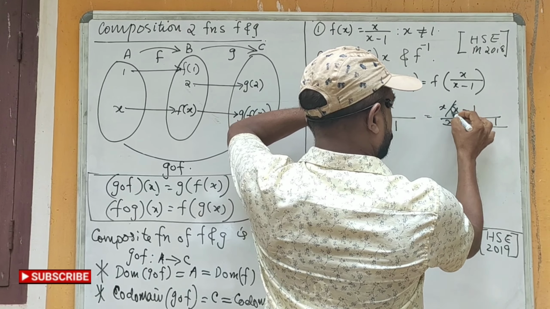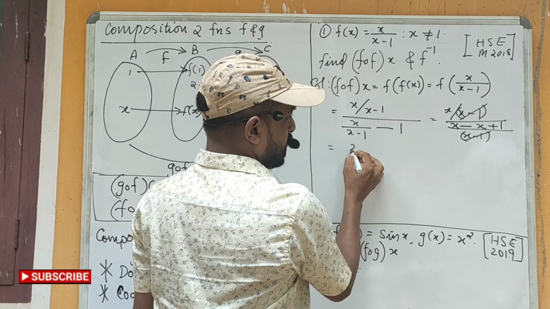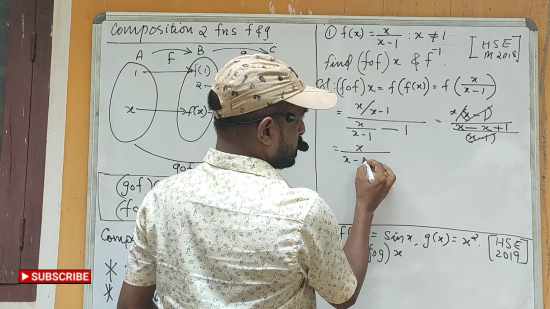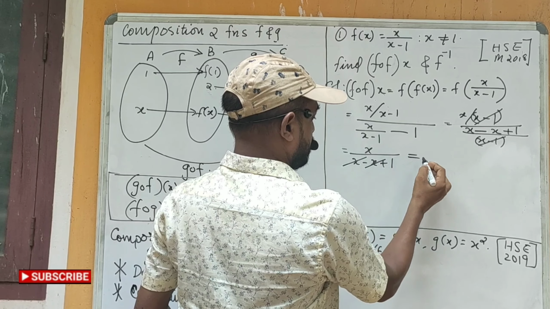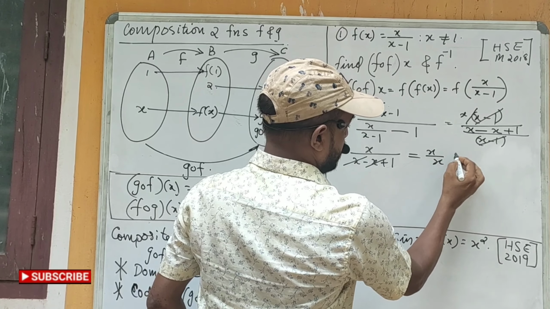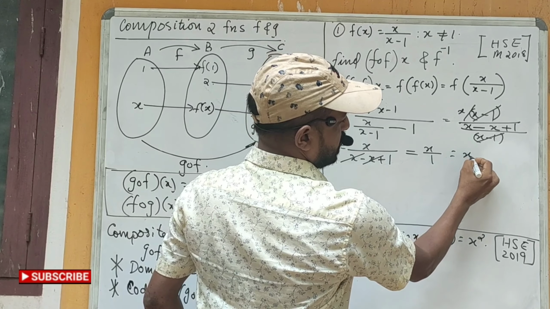So, we can cancel this x minus 1. So, the remaining is x by x minus x plus 1. So, this plus x and minus x can be cancelled. Then you will get x by 1, that is equal to x.